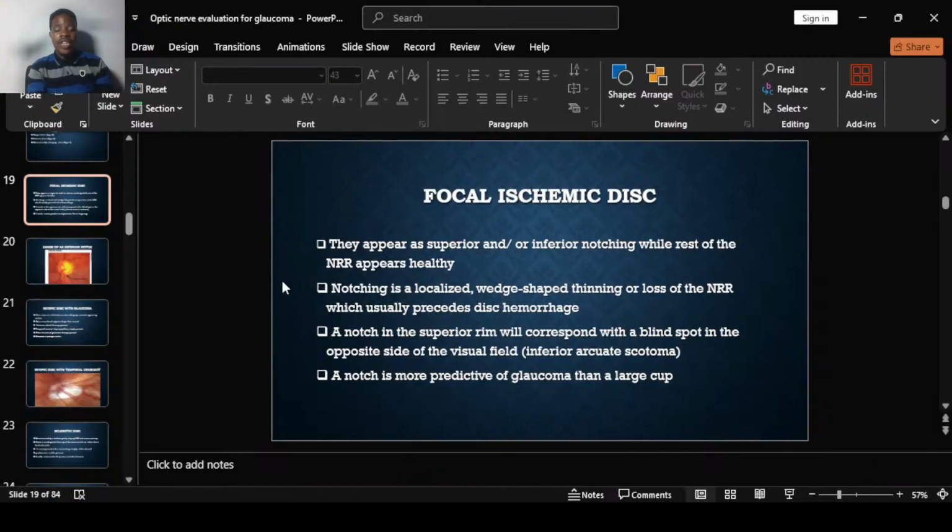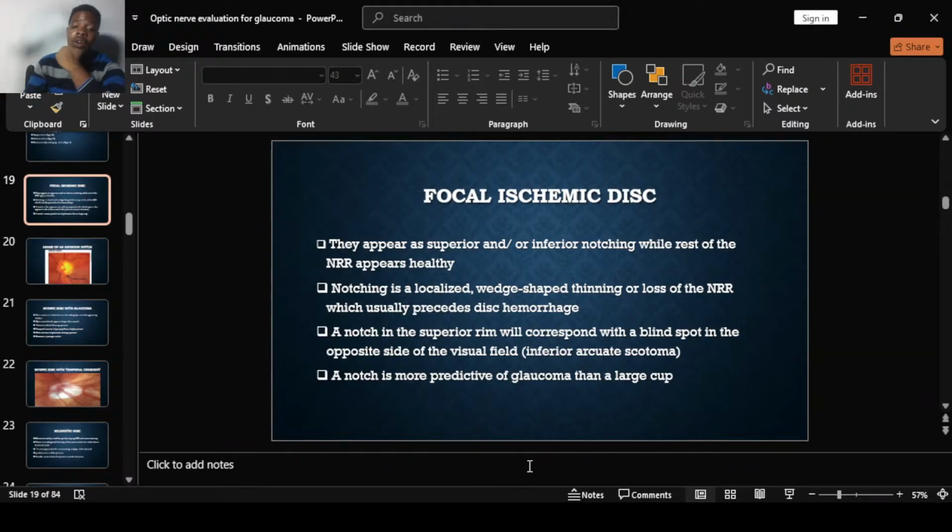And also a notch in the superior rim will correspond with a blind spot in the opposite side of the visual field. So what we are trying to say is that if we are seeing a superior notch, there is a loss of neuroretinal rim in the superior part of the optic nerve head. When we do the CVF test, the scotoma we are going to see will be in the opposite portion. So if we saw the notch superiorly, we will see a scotoma inferiorly. If we saw the notch inferiorly, we will see the scotoma superiorly. So it's always in the opposite direction.